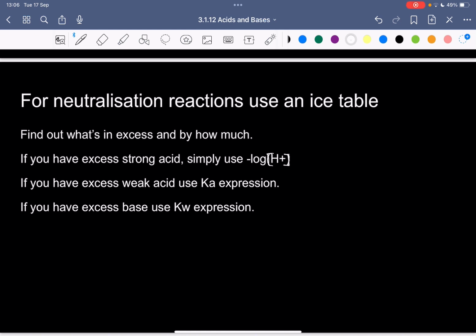Alright guys, in this video I'm going to go through neutralization reactions. These calculations involve reacting an acid with a base and then working out the pH of the remaining mixture. Firstly, you need to find out what's in excess and by how much.